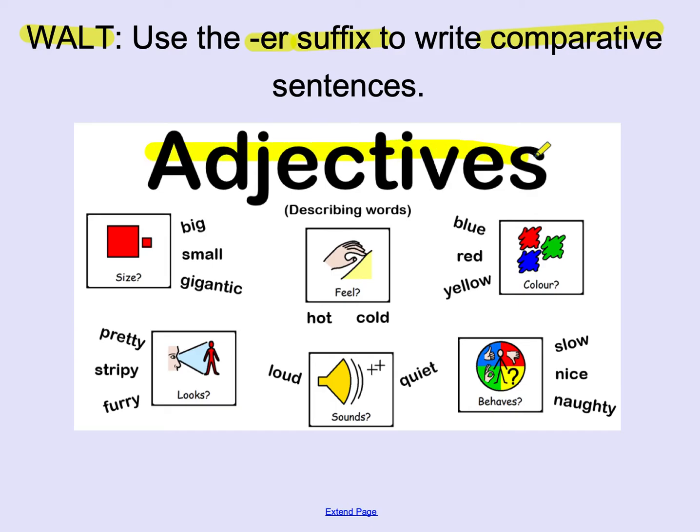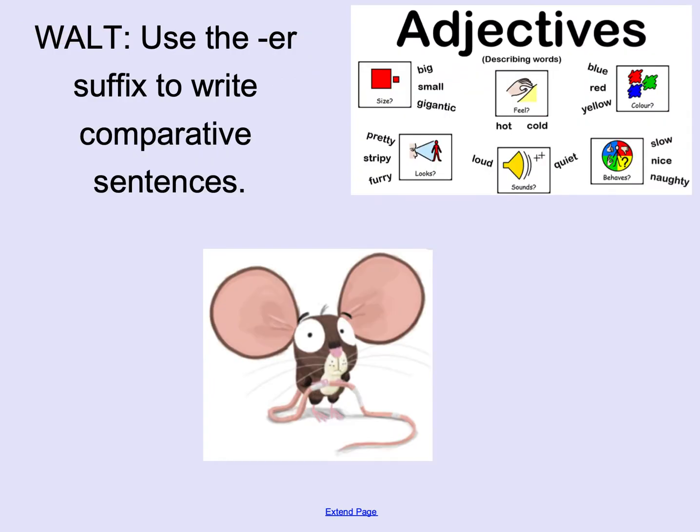Let's talk about what adjectives are. I think we need to remember. Now, adjectives are describing words, and these describing words can describe things, people, animals, or ideas. Today, we will be using adjectives that describe our two main characters from the book, The Lion Inside. And the two main characters are the mouse and the lion.